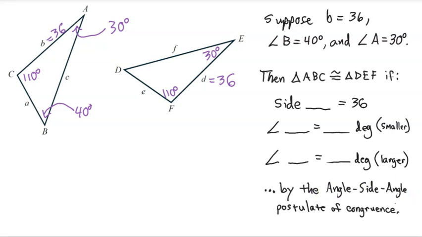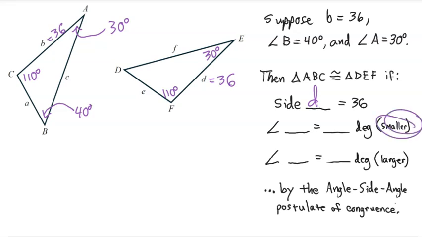So let's go ahead and write that up. It says that triangle ABC is congruent to triangle DEF if one of the sides in DEF is equal to 36. Well, we already said if D was equal to 36, so we're going to put a D here. If side D is 36 and if one of the angles is a certain number of degrees. Well, I have two angles with degrees. I have F is 110 and E is 30.